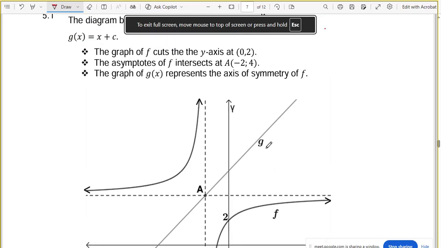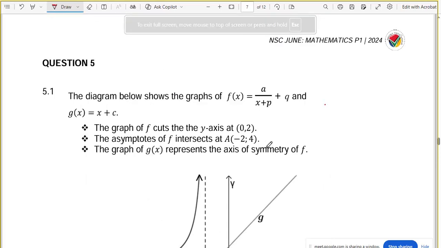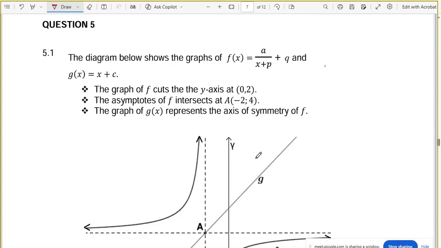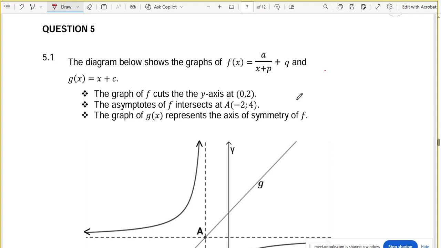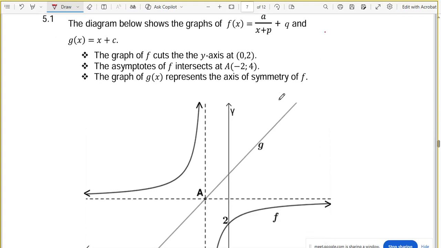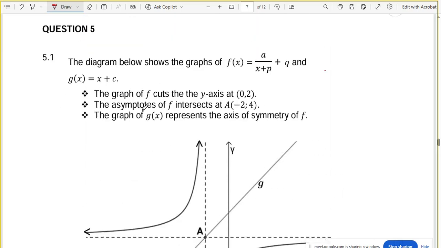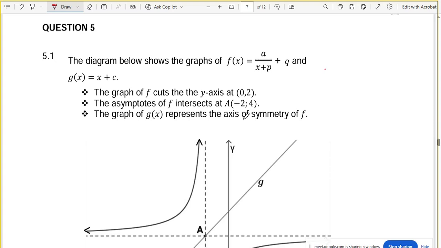We are told that the graph below shows f(x) = a over (x + p) + q, and we are given g(x), which is a straight line. The graph of f cuts the y-axis at (0, 2). So the coordinates here are 0 and 2. And we are told that the asymptotes of f intersect at a point.